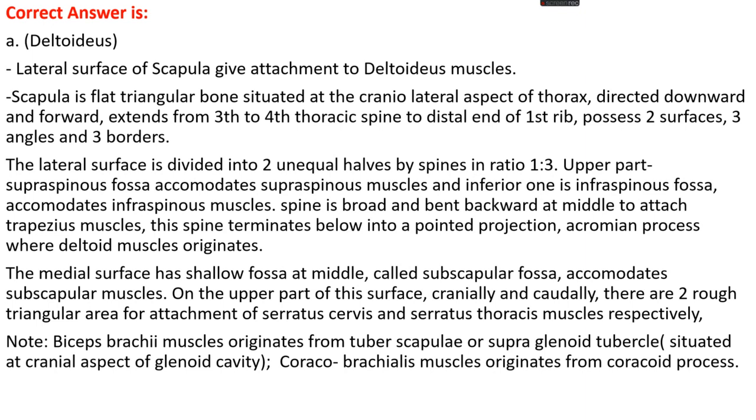If we see, the scapula is a flat triangular-shaped bone which is situated at the craniolateral aspect of the thorax, and it is directed downward and forward. It mainly extends from the third to fourth thoracic spine to the distal end of the first rib, and it possesses mainly two surfaces, that is lateral surface and medial surface, and there are 3 angles and 3 borders. If we see the lateral surface of the scapula, it is divided into two unequal parts, that is the supraspinatus fossa and the infraspinatus fossa, by a spine.